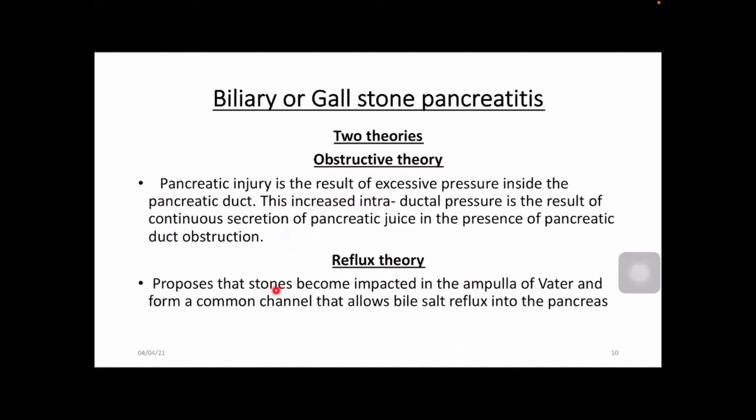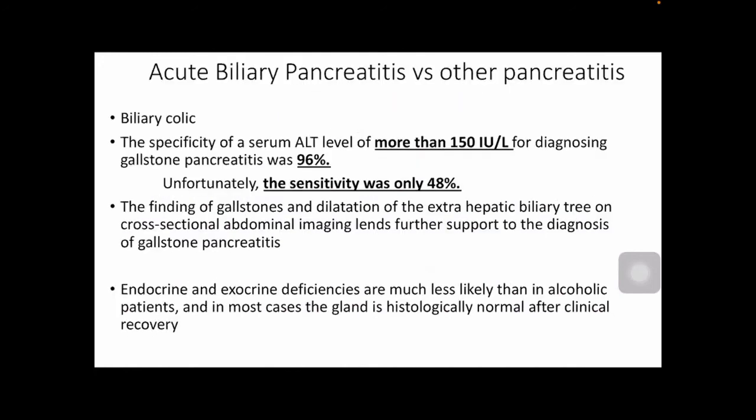What happens? The stone is impacted in the ampulla of Vater. So here comes the bile duct. You have the pancreatic duct, and you have the ampulla through which it opens into the duodenum. So in the obstructive theory, what happens? There is an obstruction in the duct, which results in ductal hypertension, resulting in pancreatitis. Whereas in the reflex theory, what happens? There is a stone which gets obstructed in the ampulla here, and the bile salts present in the bile duct get refluxed into the pancreatic duct, and it causes damage to the pancreas, initiating pancreatitis.